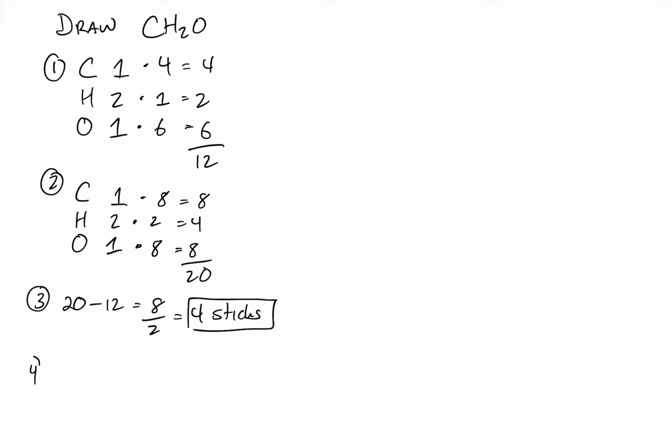Let's see if we have any electrons left. And so we have 12 to begin with. We are sharing 8, which means we have 4 remaining, divided by 2, and we will have 2 lone pairs.